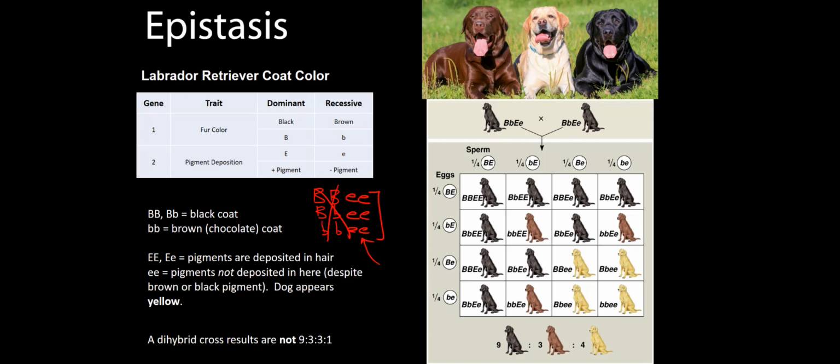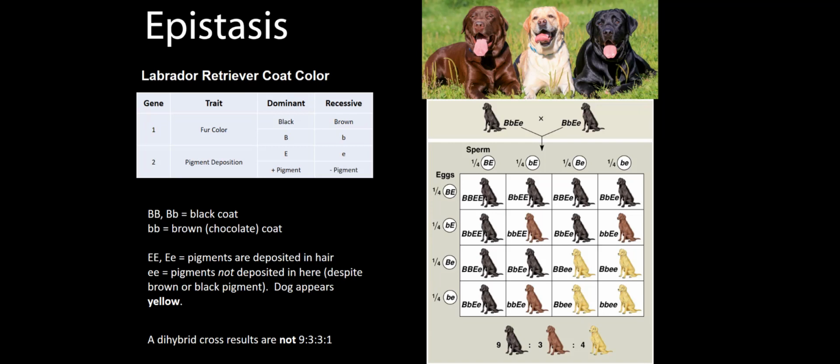However, if you have capital B, capital B, or capital B, lowercase b, and you have just a single capital E, whether it's capital B, capital B, capital E, capital E, or capital B, capital B, capital E, lowercase e, it doesn't matter. As long as we have one of those capital E's, both of these will be what color do you think? Right, those would be black.